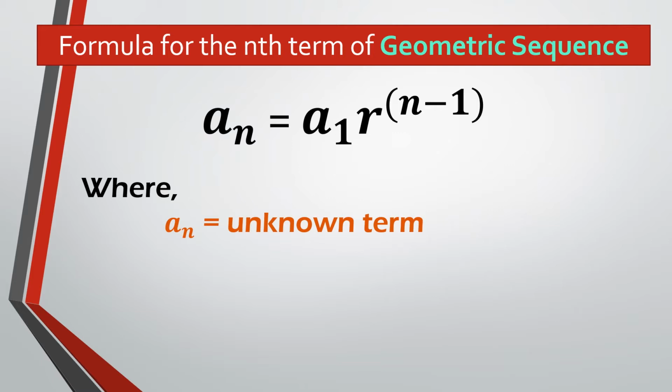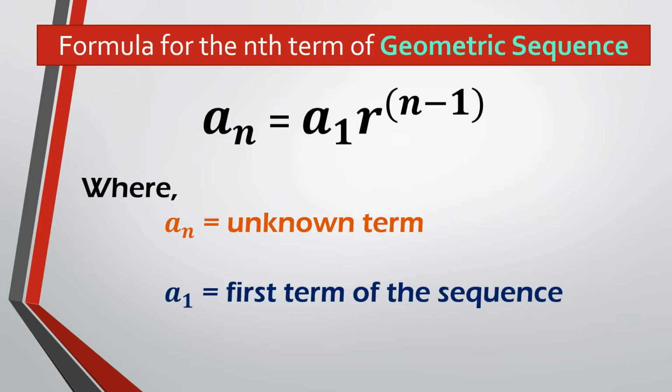What if the question is find the fifth term? So the unknown term is a sub 5, okay? And a sub 1 is again the first term of the sequence. And r is our common ratio. So we already tackled how to compute or solve for the common ratio. Now, remember that the operation between a sub 1 and r is multiplication. So, we are going to multiply the first term and the common ratio.